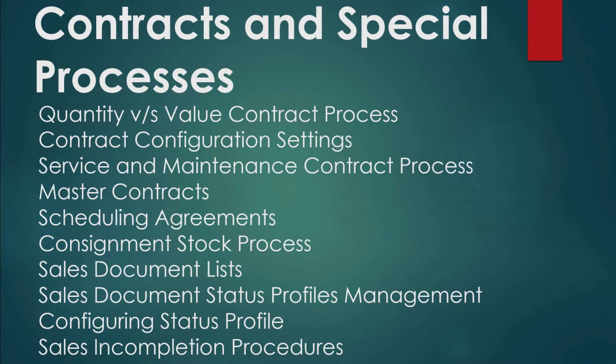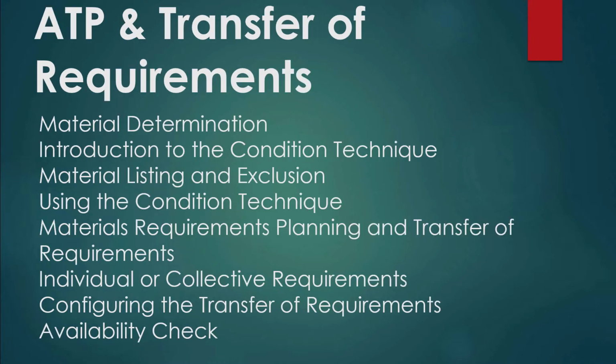Section 7 is all about sales contract. The primary focus in this section is the special processes around sales contract, with specific tips on their use and configuration. In section 8, I will be discussing a complicated topic of the SD module called available to promise and transfer of requirements. This is used for material determination, and it is also an interaction point with the supply chain, especially in the transfer of requirements. So this is a very important topic.